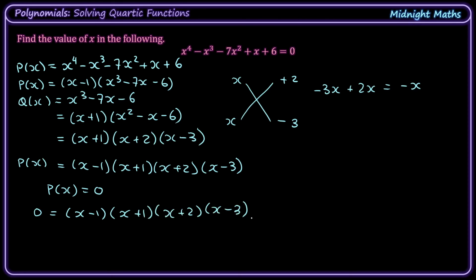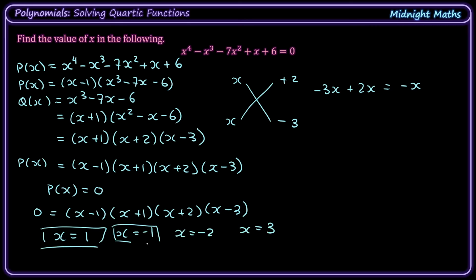Hopefully now it should be pretty straightforward to use the null factor law. All I do is let each of the brackets equal 0, so I end up with x minus 1 equal to 0, so x equals positive 1, x equal to minus 1, x equal to minus 2, and x equal to positive 3. These are my 4 solutions for x. Because it's a quartic, you can have up to 4 solutions.